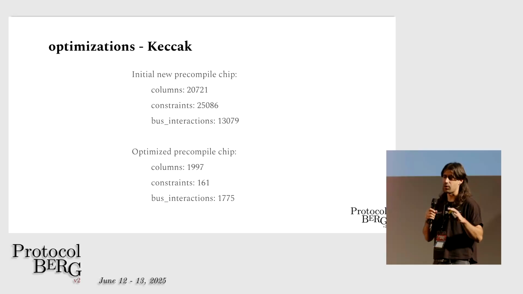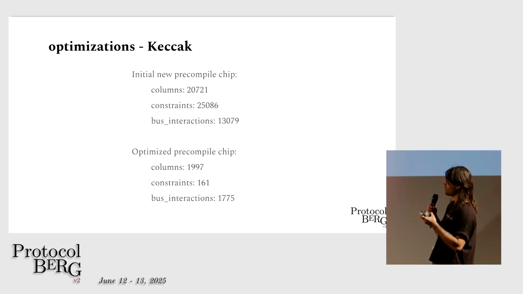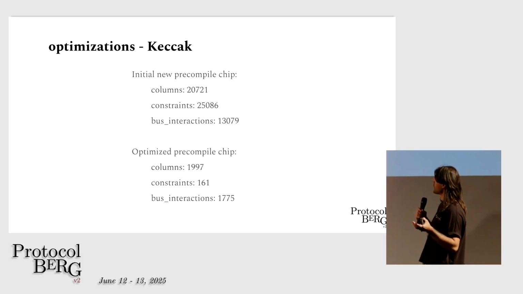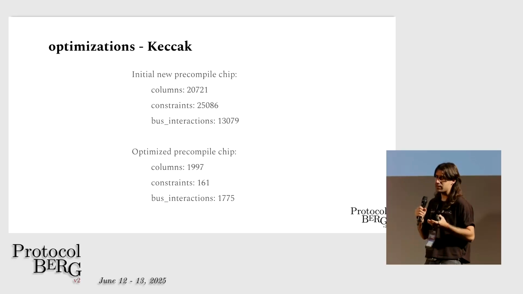So after we apply all those optimizations that I mentioned before, memory, constraint solving, et cetera, we end up with less than 2,000 columns, so less than 10%, only 161 constraints, which is almost nothing, and 1,700 bus interactions, which is a bit more than 10%. So you can see that the optimizations are actually very, very heavy, in the sense that there's a lot of overhead that the memory and other things have on the assembly program that we can actually remove once we make a circuit for it.